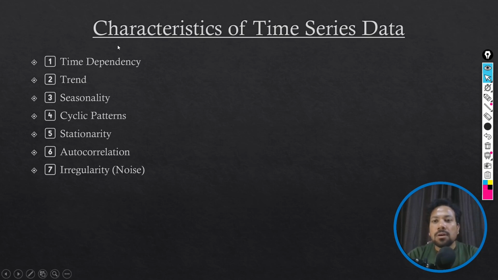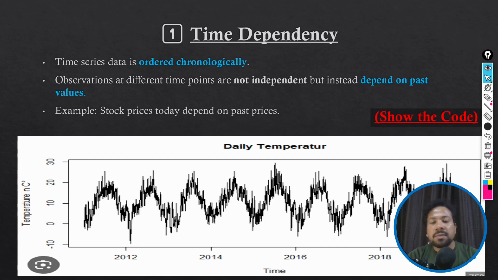Okay, now the characteristics of a time series data. As we can see here, there are 7 characteristics. First is time dependency, then trend, seasonality, cyclic patterns, stationarity, autocorrelation, and irregularity. So I'm going to talk about these characteristics in each slide, and you just need to pay attention to it in whatever way you want to. Okay. So first, time dependency.